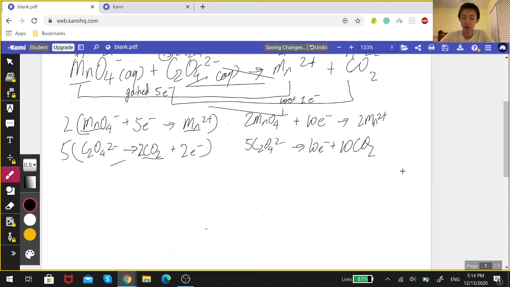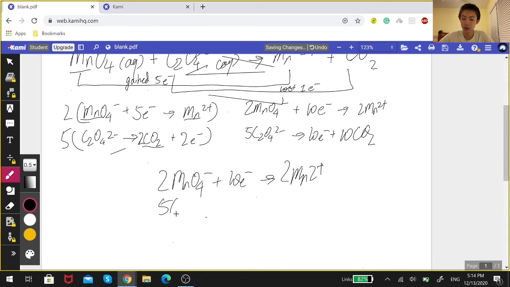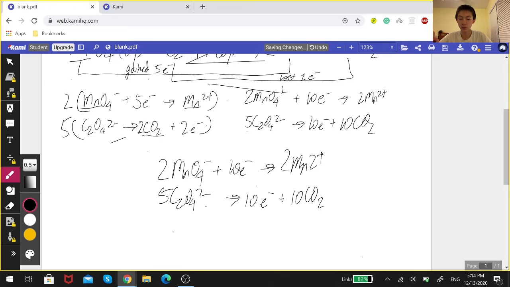Now we need to rewrite. Alright, I should have rolled these two reactions over here, but it's okay, I'm just gonna write them again. Yields 2Mn2 plus, this M is capitalized, but Mn2 plus. Alright, down here we have 5C2O4 2 minus yields 10 electrons plus 10 CO2. Alright, and here's the deal. As you can see on the left side, we have 4 O's, times that by 2, 8 O's, while on the right side over here, we do not have any oxygens.